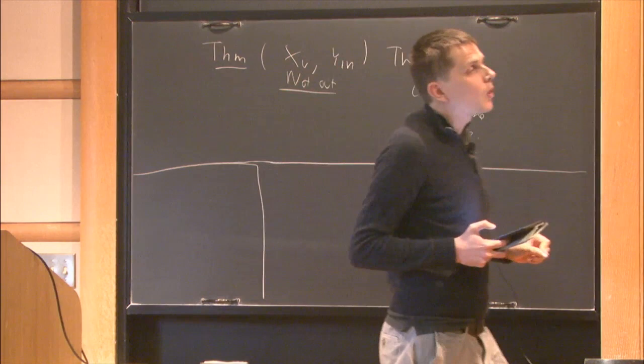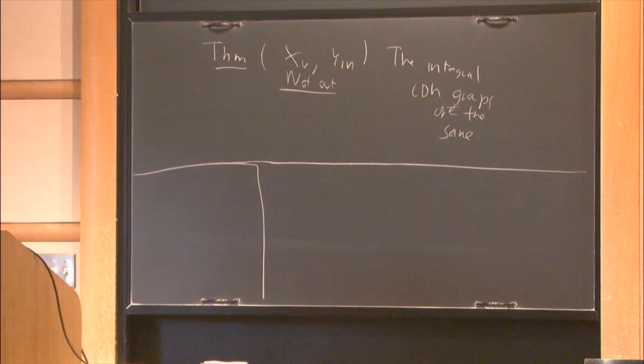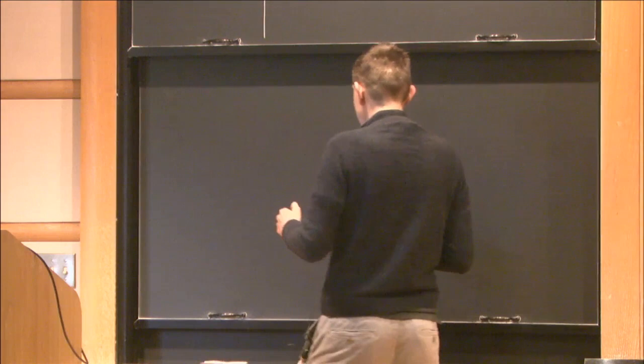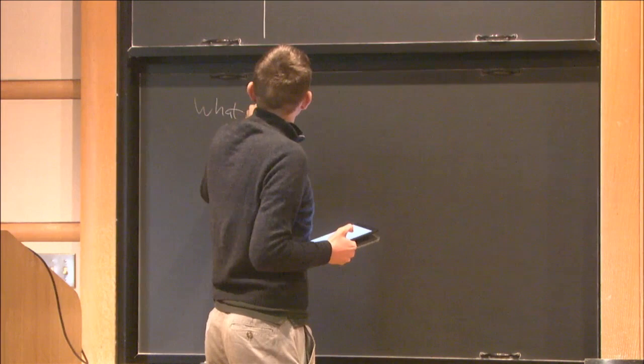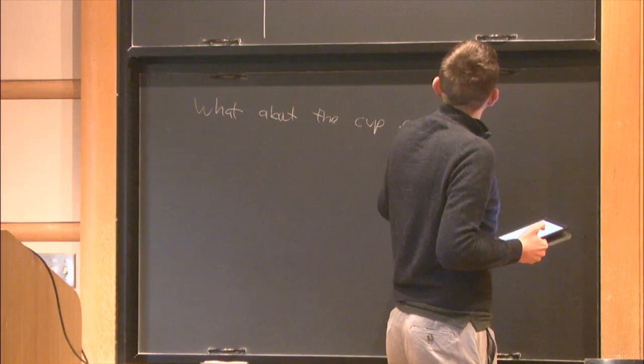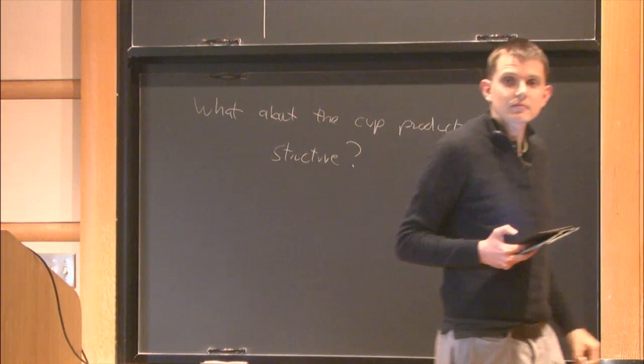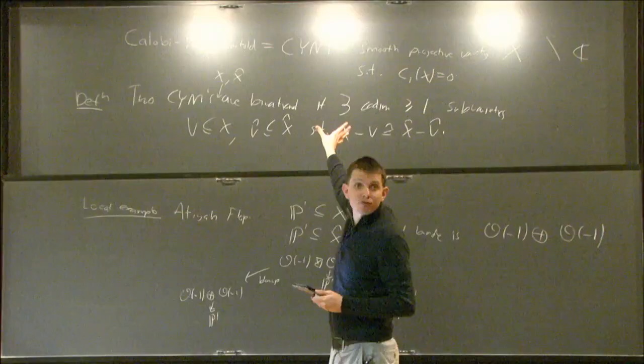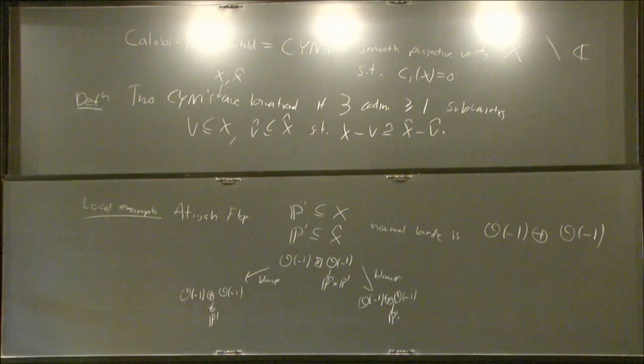Okay. So maybe before I say any of my own results, you can ask the question, what about the cup product structure? And the answer is, it's not the same. There are examples of birational smooth projective varieties with different cup product structures. I forgot to put a reference up, but the answer is not the same.